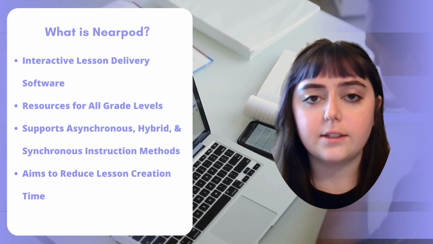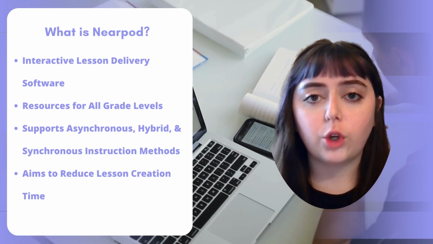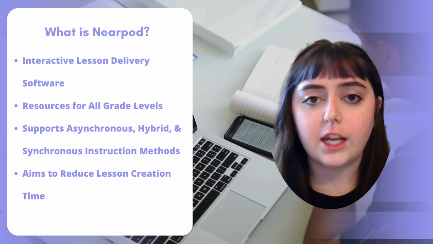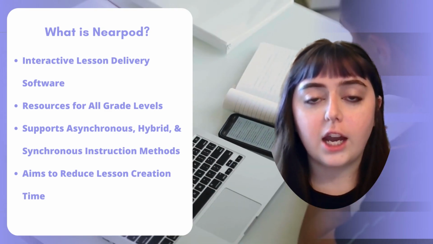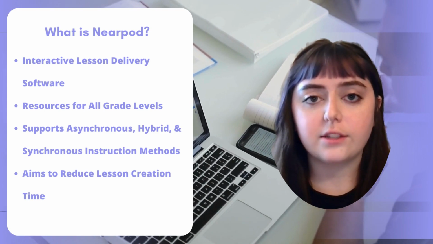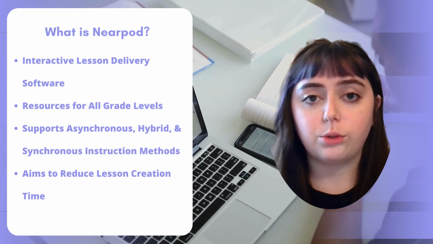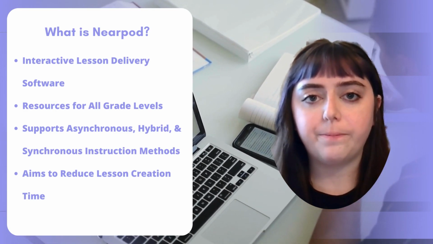Nearpod has a 3-tier membership system: Silver, Gold, and Platinum, all with their own levels of storage, customization, and the amount of students allowed to attend a lesson. The Silver free tier allows for 40 students to attend your lesson and minimal storage for your lessons. The Gold tier starts at $10 a month and allows for 50 students to attend your lesson and does increase in storage and customization as well.